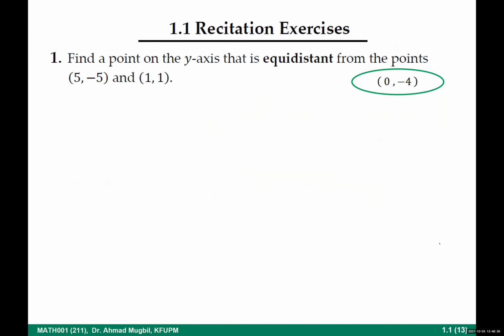What I want you to solve with you is this. Find, please, in your notes, try to solve this. Find a point on the y-axis that is equidistant. What is the meaning of equidistant? The same. They have the same distance. Equidistant means the same distance. They have the same distance from this point. So how to solve such a problem?